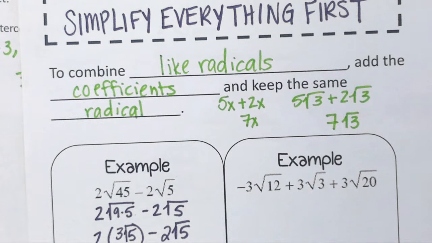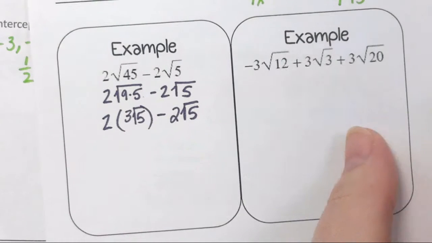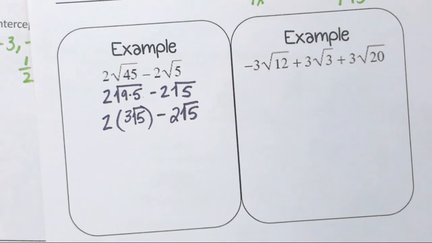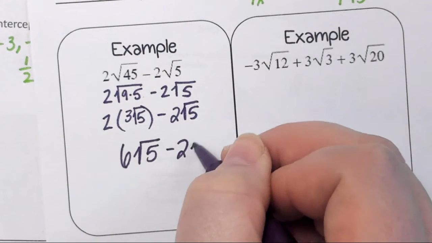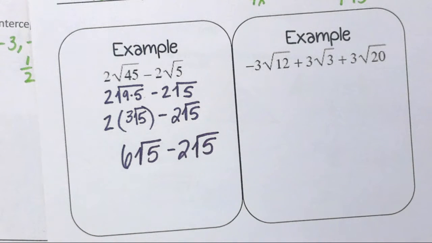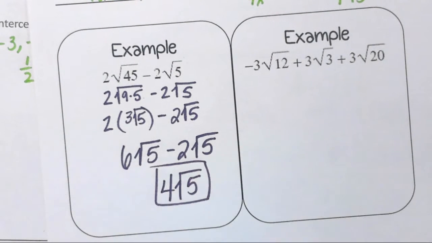Let's go back to our problem. Any questions about this? I'm still not done because everything's not been simplified. What's 2 times 3? So I have 6 square roots of 5 minus 2 square roots of 5. What's my final answer? 4 square roots of 5, because 6 minus 2 is 4. So my final answer is 4 square roots of 5.